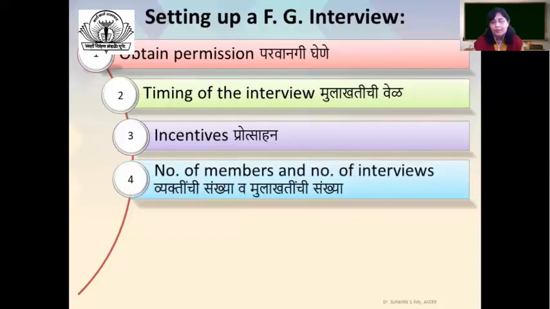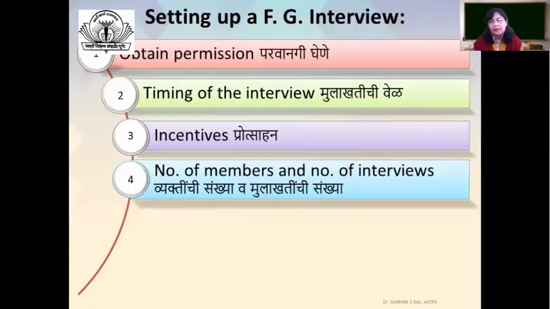The number of members and number of interviews. If there are more than 10 informants, it's better that you divide it into 2 interviews. So you could have seven if you've got 14 informants. So it's better to divide the interview, and that is why number of interviews. Also, suppose you are not very happy with the information that you have got in the first round of interviews, you may go for another round of interviews.